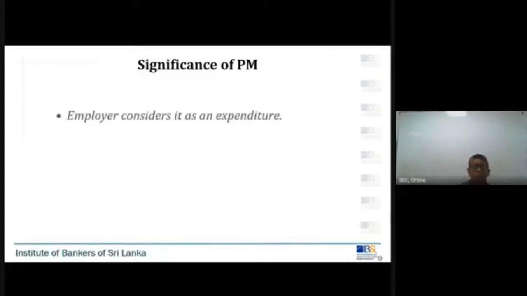Now, why is pay management or reward management important? PM means pay management, right? It's also reward management.